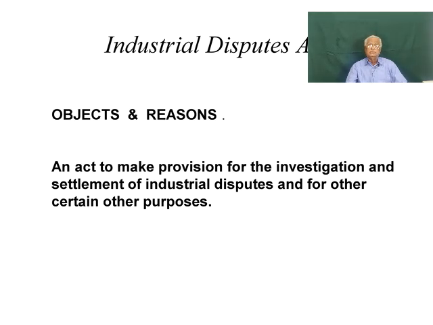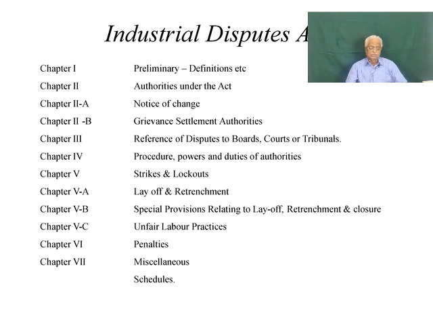If we see the Industrial Disputes Act, it has about 7 chapters. It has definitions, authorities under the Act, notice of change, grievance settlement authorities, reference of disputes, conciliation, tribunals, procedures, importantly strikes and lockouts, and most importantly layoff and retrenchment, and special provisions pertaining to layoff, retrenchment and closure, and unfair labor practices, penalties, etc. I will take you through this one by one.